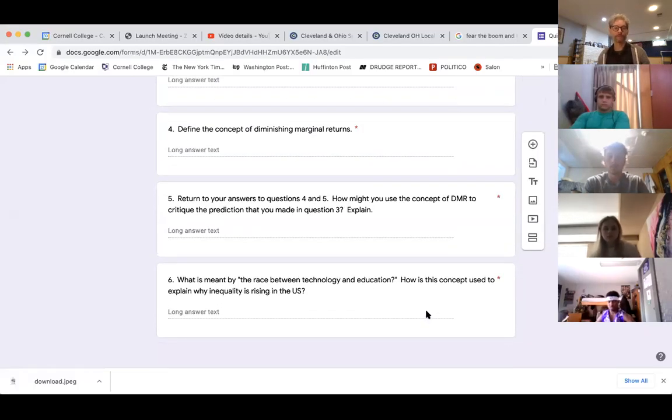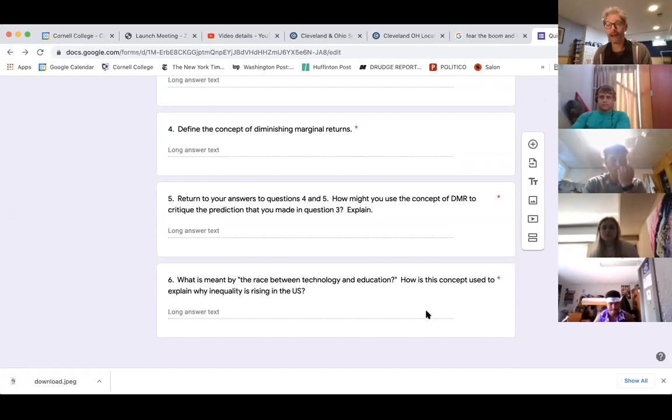Okay, question number five, return to the answers to questions 3 and 4. How might you use the concept of diminishing marginal returns to critique the prediction that you made in question 3? Is India gonna grow at 7% a year for the next 70 years? No, because of diminishing marginal returns, right? India will see their growth slow, just like China is seeing its growth slow. And that's not a failure of China or India, it's actually a symptom of success. That as countries get richer, their growth will slow down, and that is a good thing.